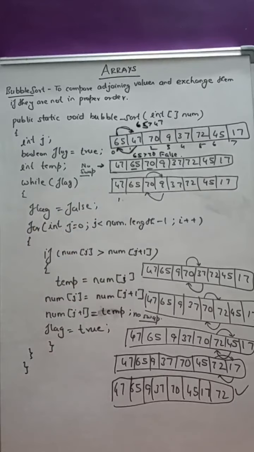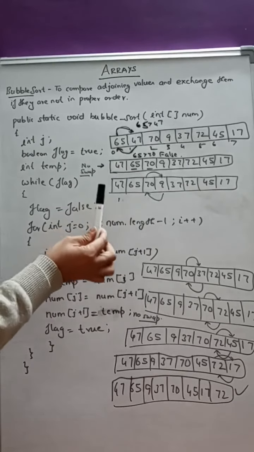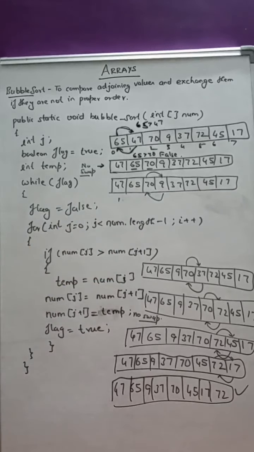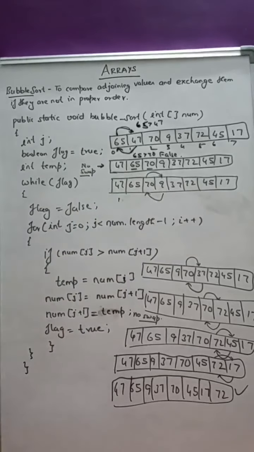Swapping will only occur whenever you find a larger value on the left hand side and a smaller value on the right hand side. Because we are arranging them in ascending order, we have to take the smallest value on the left hand side and the larger value on the right hand side. So in this step, the swapping has not occurred, only because 65 is never greater than 70.